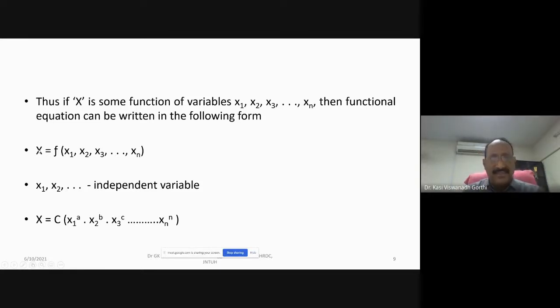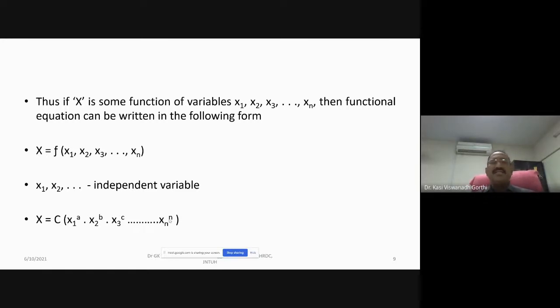Based on Rayleigh's method, this functional relationship can be converted into an exponential relation like this. Thereby, you are now forming an exponential equation. What is this exponential equation? x is equal to, instead of a functional relation, some constant c multiplied by x1 to the power a, into x2 to the power b, into x3 to the power c, and so on, into xn to the power n. This is the exponential equation which has been written out of the functional relationship.